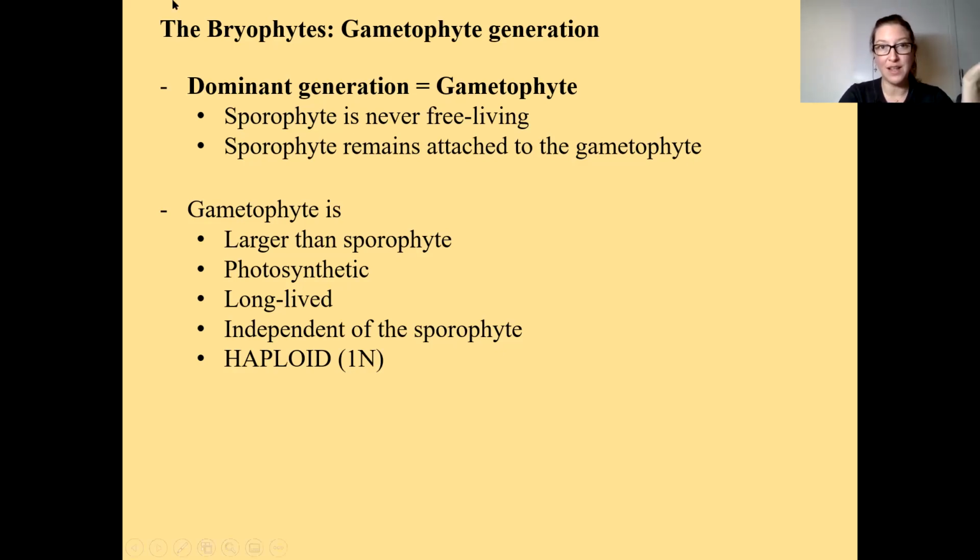And most importantly, and we should already have an idea about this, the gametophyte plant is haploid, right? Because the gametophyte plant is always haploid, always, or 1N, which we talked about last class and a little bit the previous class.